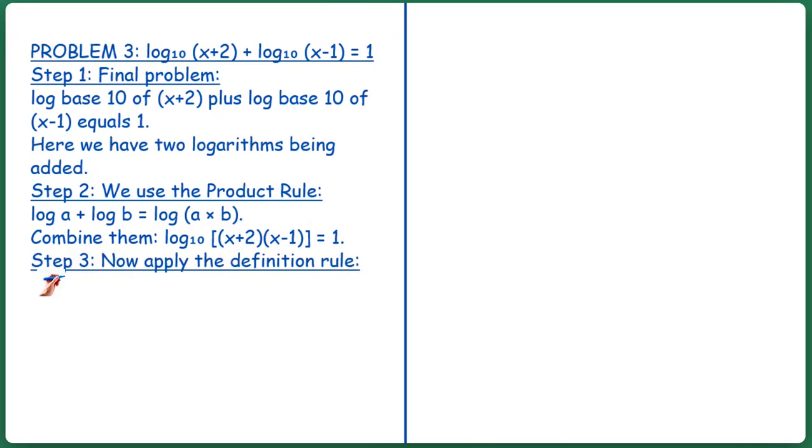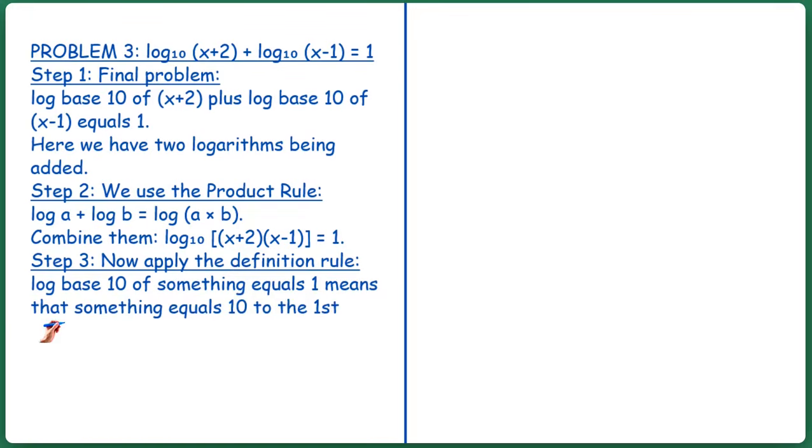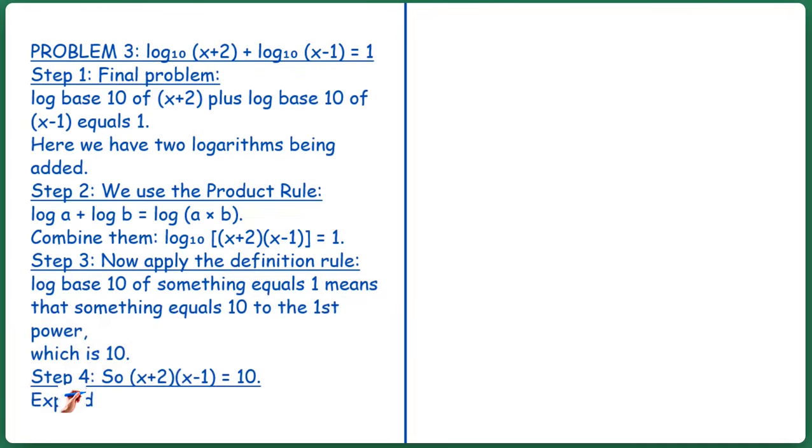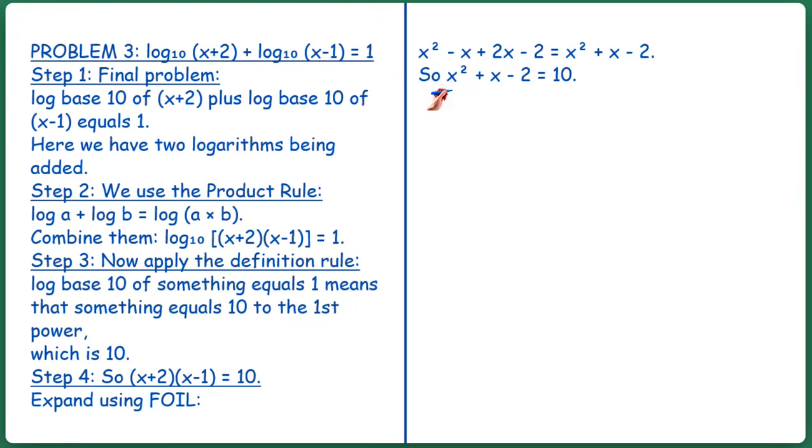Step 3. Now apply the definition rule. Log base 10 of something equals 1 means that something equals 10 to the first power, which is 10. So (x plus 2) times (x minus 1) equals 10. Expand using FOIL. x squared minus x plus 2x minus 2 equals x squared plus x minus 2. So x squared plus x minus 2 equals 10.